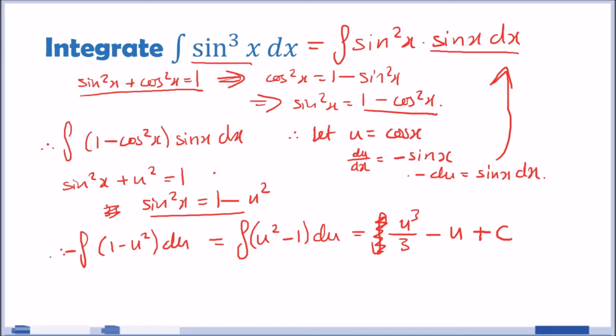And yeah, substituting u back, we should have cos cubed x over 3 minus, again u is cos x, so minus cos x, plus c. And that's it, folks.